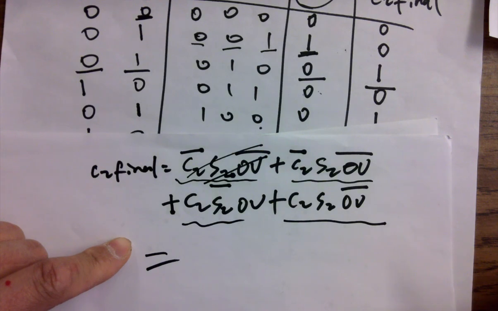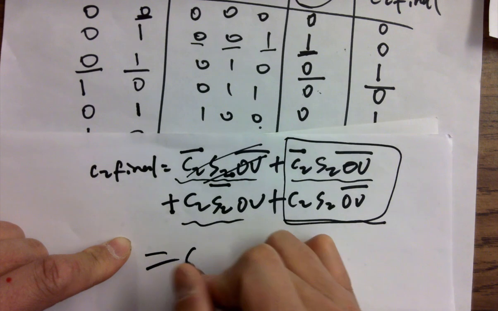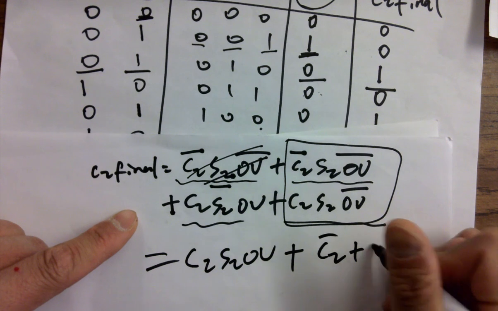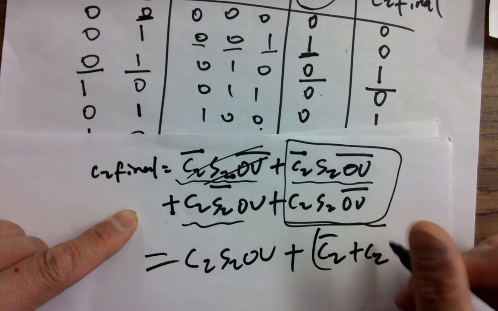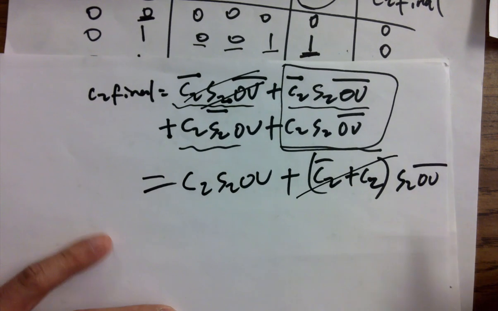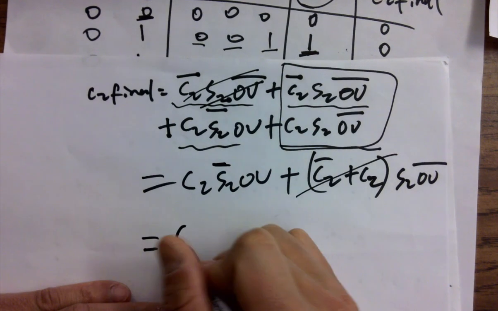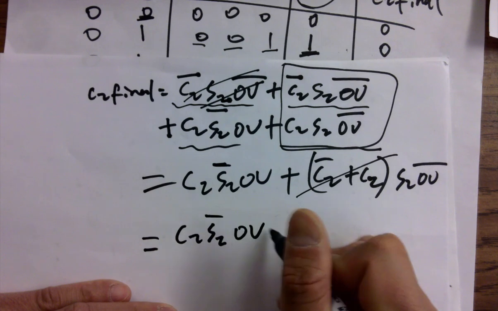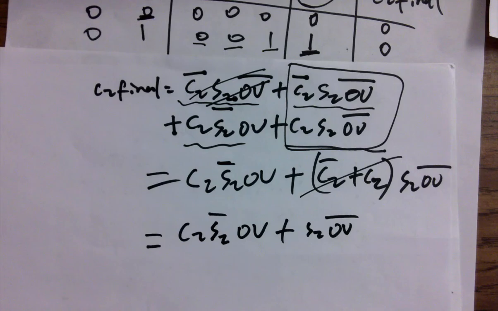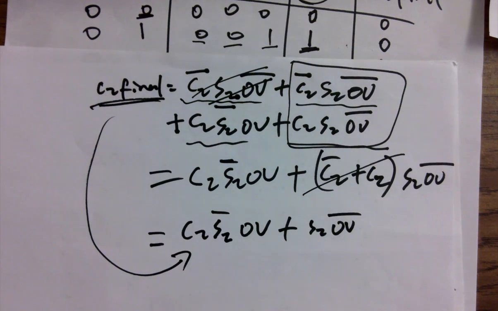And we can combine these 2 for sure. It becomes C2 S2 OV, or C2 naught or C2 combined S2 OV naught. So this is 1, it's gone, and becomes C2 S2 naught OV, or S2 OV naught. And that's correct. So that's the C2 final being generated by these 3 bits.